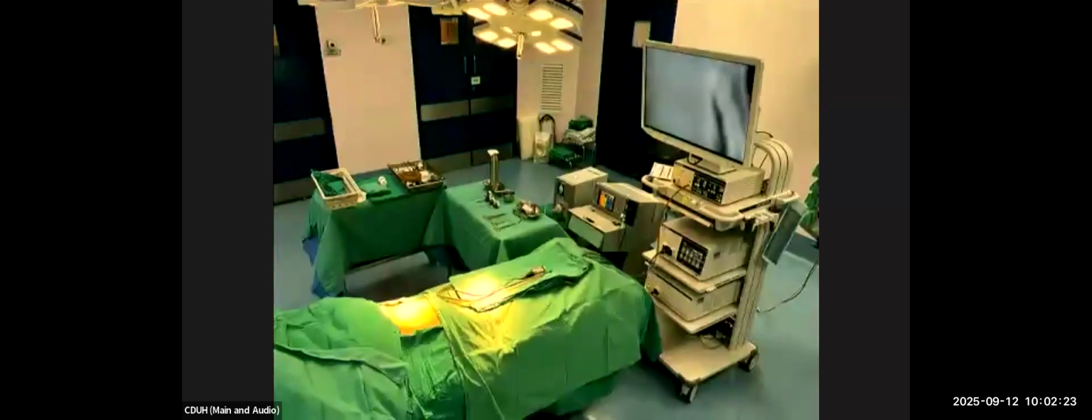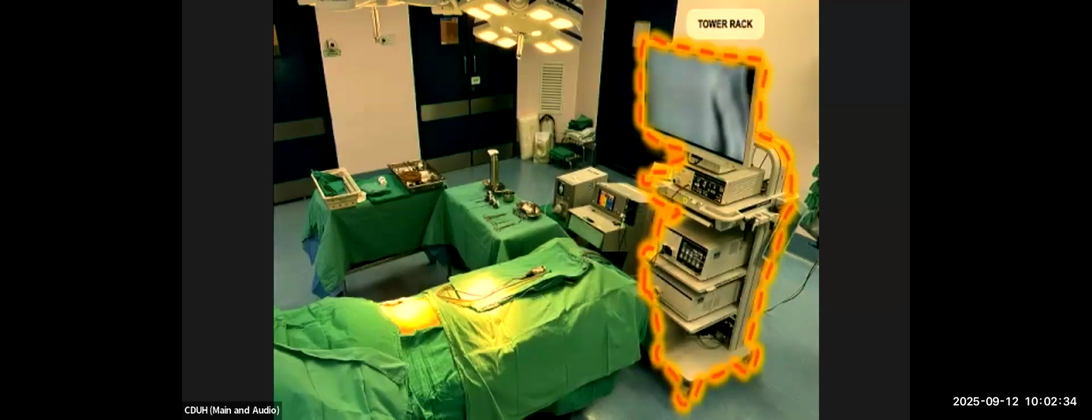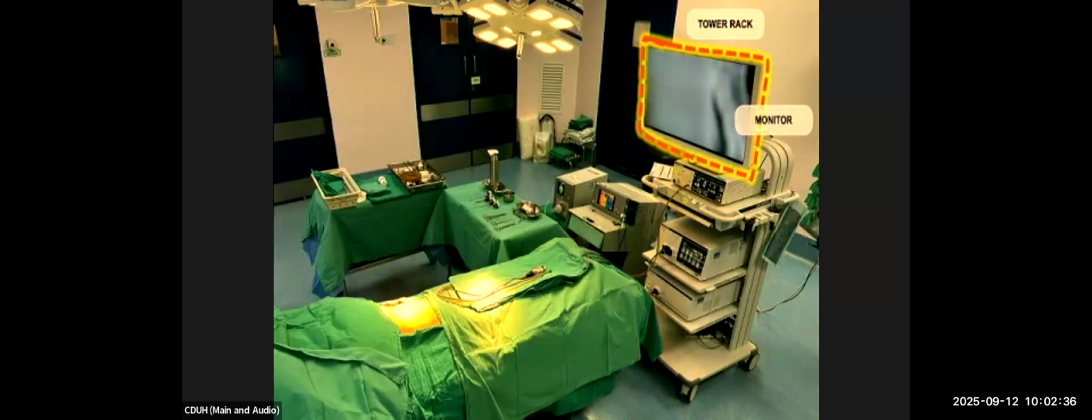First, what is the OT for laparoscopic surgery? This is how the OT is set up in my hospital. So this is roughly how it's going to be. Let us go through one by one what is in this image. First, this is a laparoscopy tower rack, followed by this monitor. This is actually the insufflator. This is the processor module.